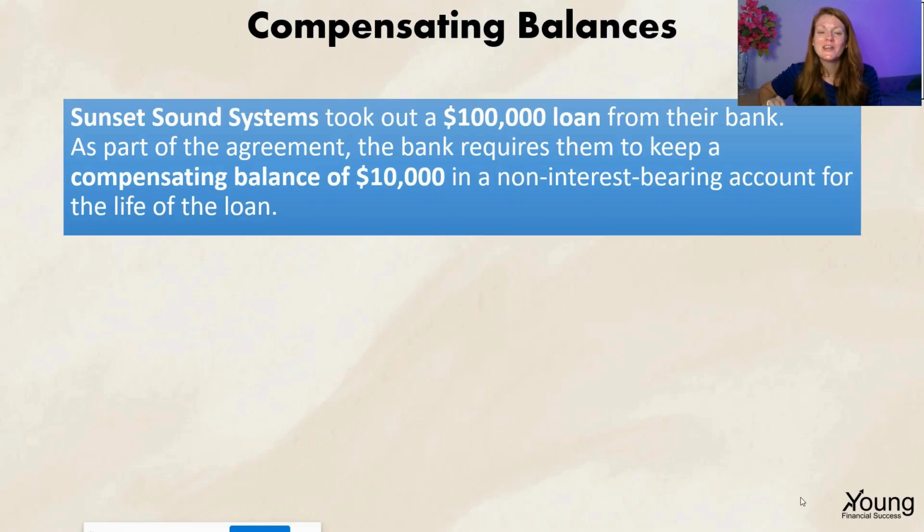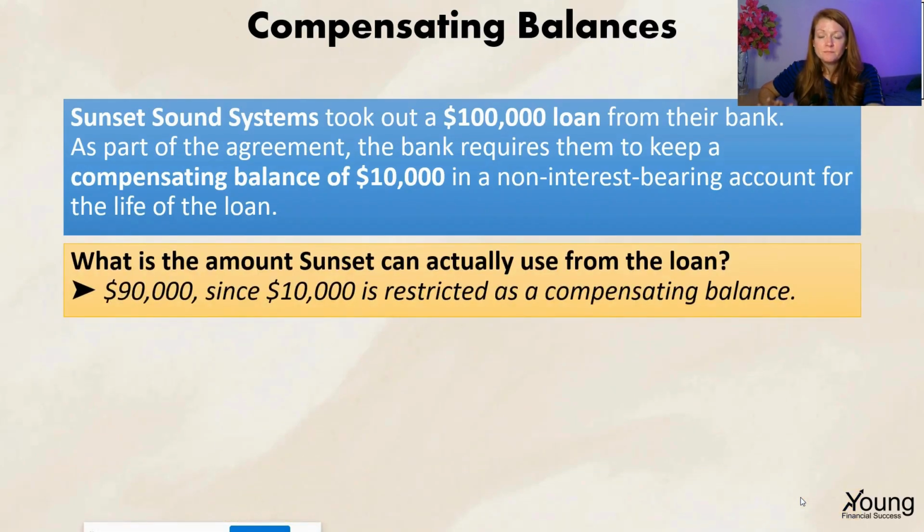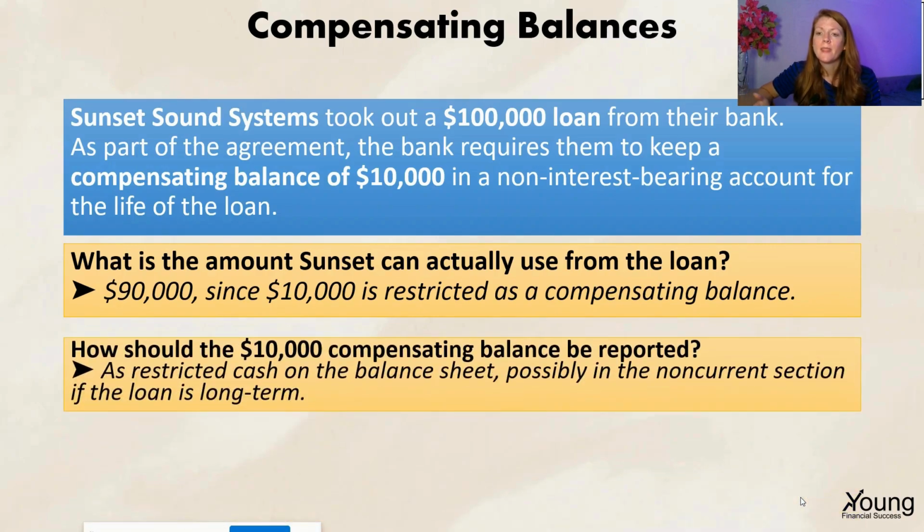Okay, so this company took out a $100,000 loan from their bank as part of an agreement. The bank requires them to keep a compensating balance of $10,000 in a non-interest bearing account for the life of the loan. Okay, so what's the amount that they actually are borrowing? They're really borrowing $90,000. They said they're getting $100,000, but they have to keep $10,000 in the bank. So they're really only borrowing $90,000.